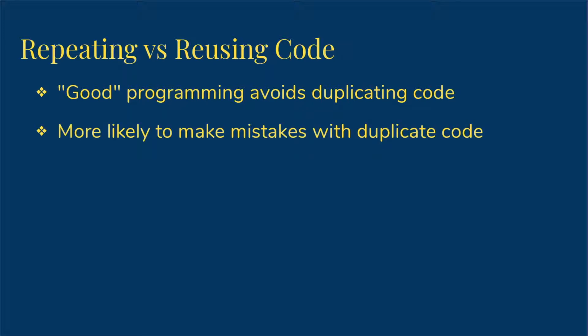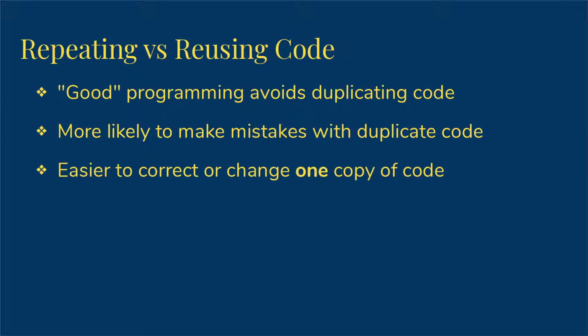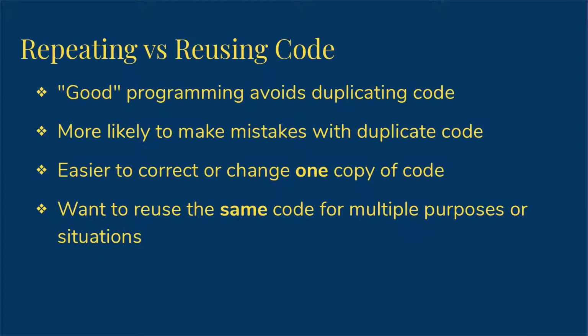First, we're just more likely to make mistakes if we write the same code multiple times. It's also easier to correct one copy of the code when errors are found. And when change is required because the business processes changed or the customer decided that he wanted something different, it's easier to make those changes if there's just one piece of code to change. As much as is reasonable, we want to reuse the same code for multiple purposes or situations.